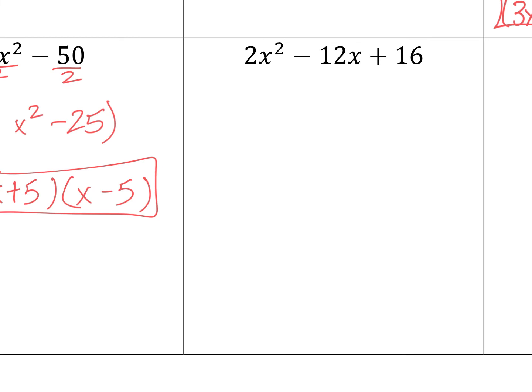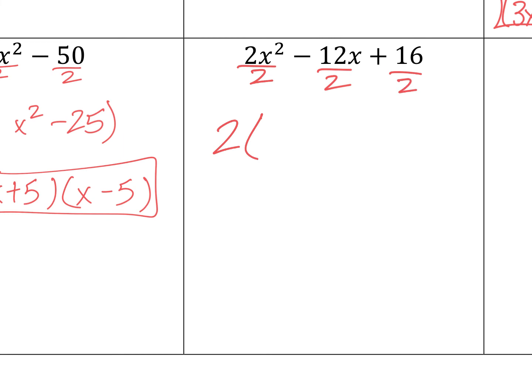Looking at the next one, we want to see if there's a greatest common factor between 2x squared, 12x, and 16. Looking at the numbers first, 2, 12, and 16, is there a greatest common factor? So 2 is the greatest common factor. Can I include an x with it? Do all three of them have an x? No, the 16 doesn't have an x, so I can't include an x. All right, so 2 is our greatest common factor. Now I'm going to divide each term by 2.